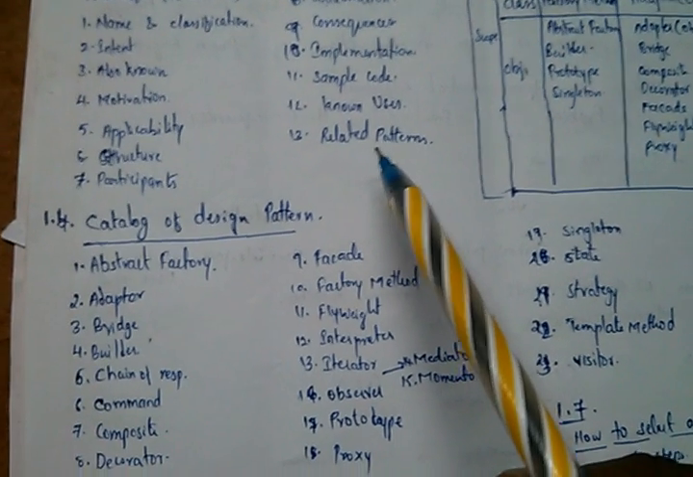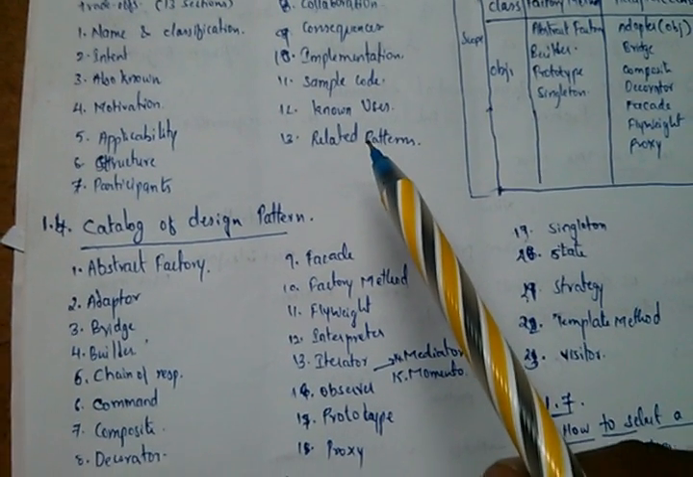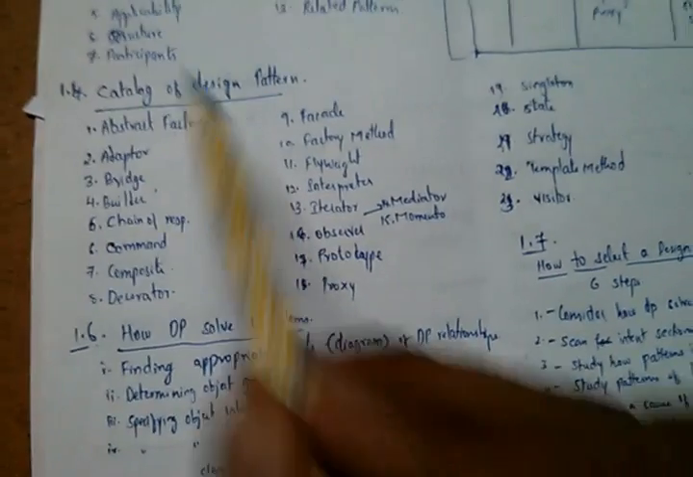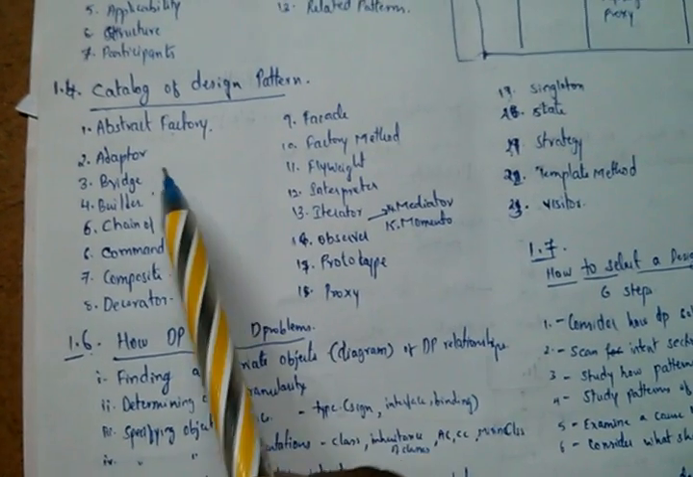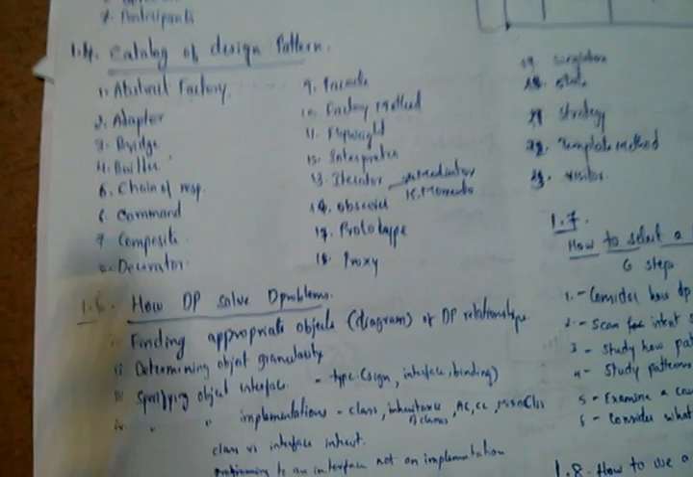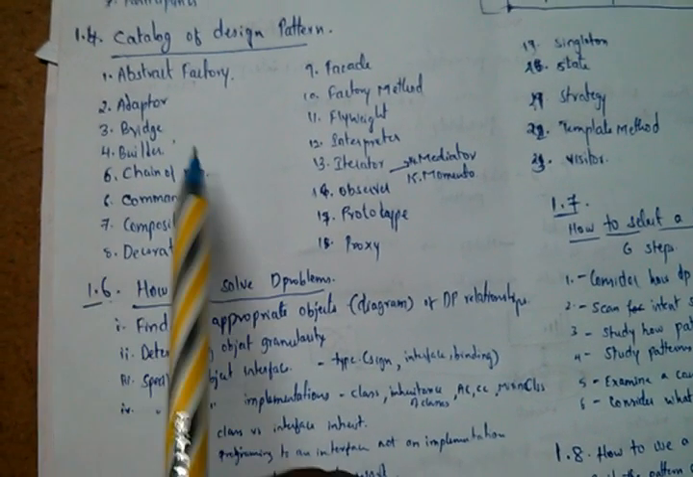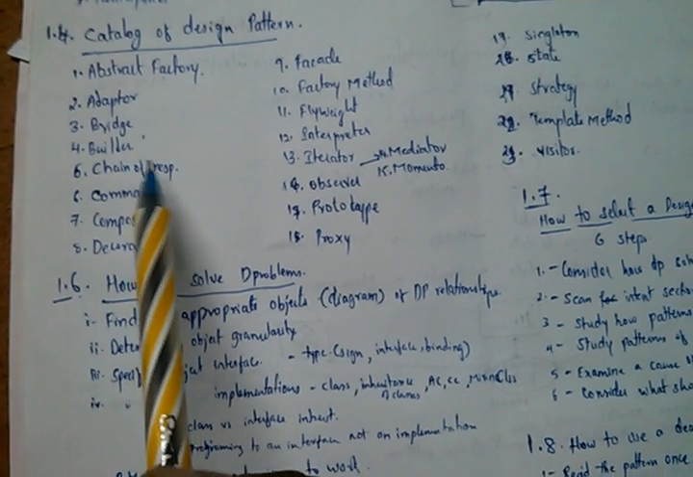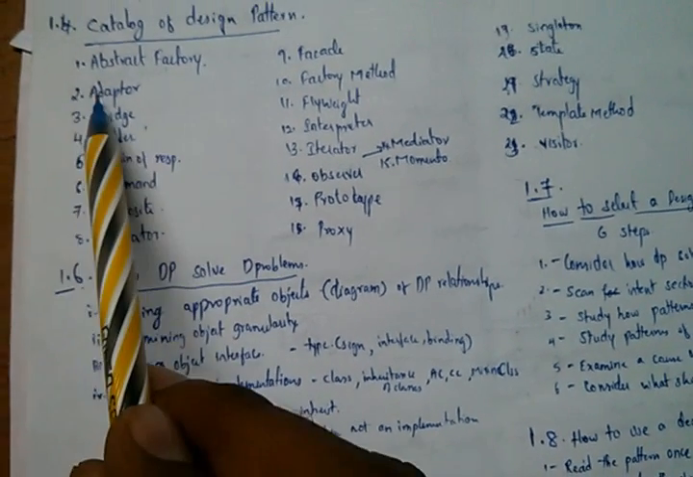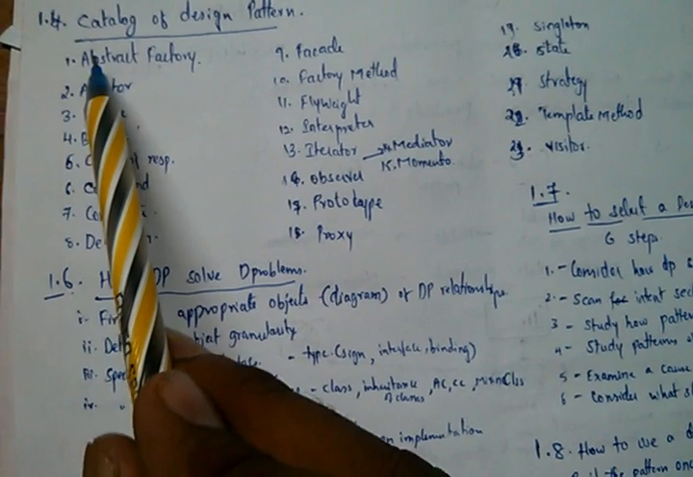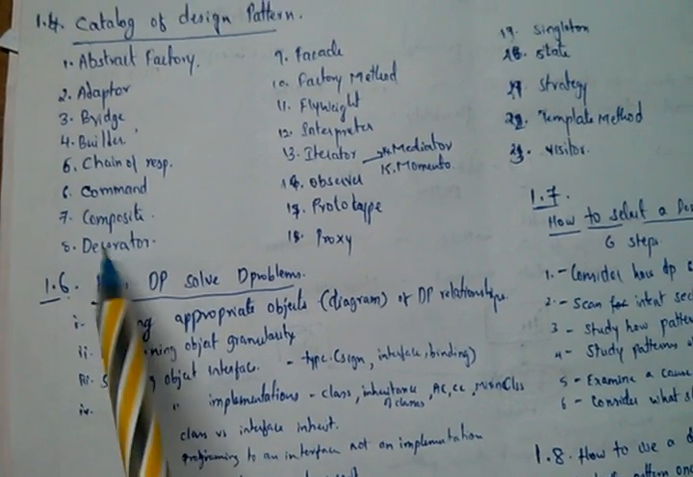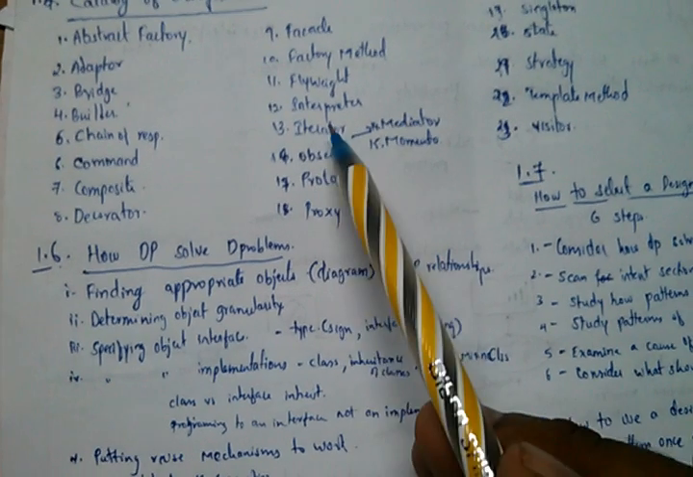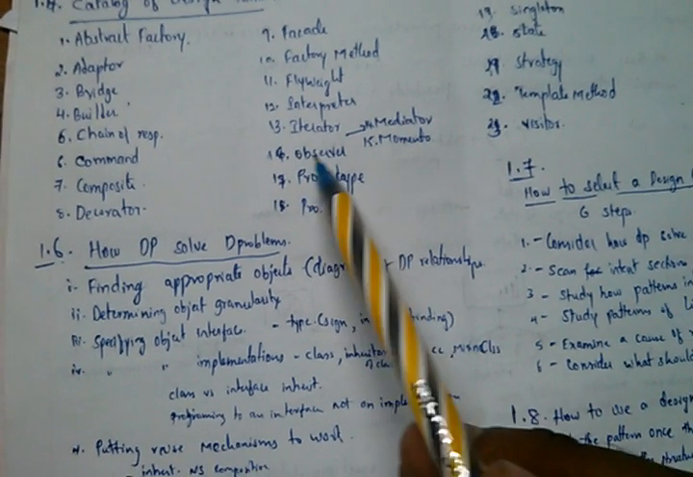So that was the 1.3 section of our design pattern class, and the other thing is the catalog of design patterns. The catalog of design patterns can be remembered easily with an alphabetical order: abstract, adapter, two A's, double A, double B, triple C, D, triple F, double I, O, I, double M, O, double P.